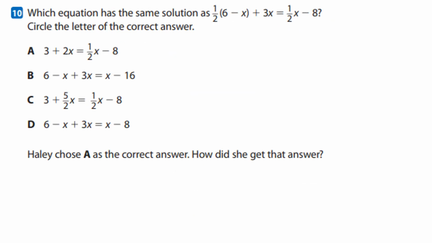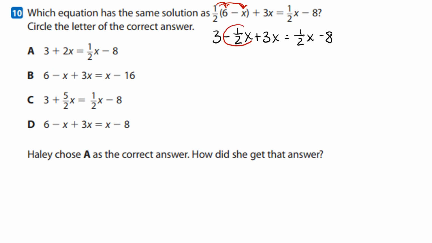For number 10, it asks which equation has the same solution as 1/2(6 minus x) plus 3x equals 1/2x minus 8. So we're going to start by solving the equation, and we multiply our parentheses. So we multiply 1/2 of 6 is 3, and then the 1/2 and the x can just be put together to make 1/2x. The plus 3x equals 1/2x minus 8 stays the same because there's no parentheses there.